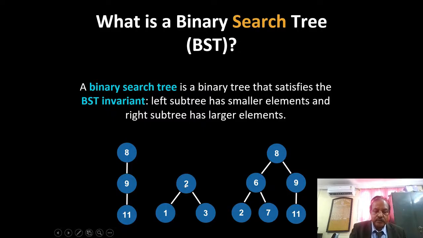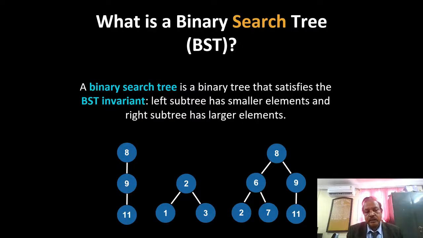Take the middle one. The root node is 2. So what is the node to the left of this one? This is 1. 1 is less than 2. Then what is the node to the right of this 2? It is 3. So 3 is greater than 2. So in this case, it is a binary search tree. If you see this one, this is also a binary search tree, because a binary search tree by default should be a binary tree.